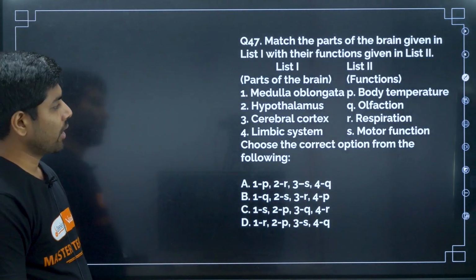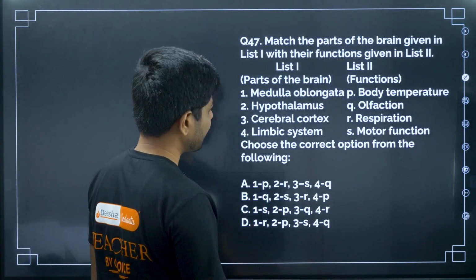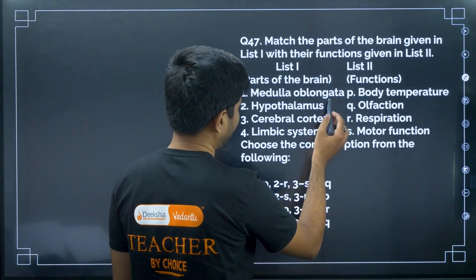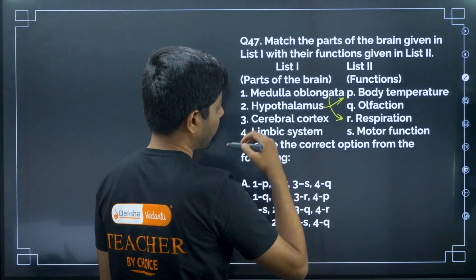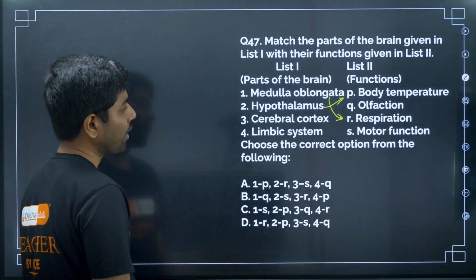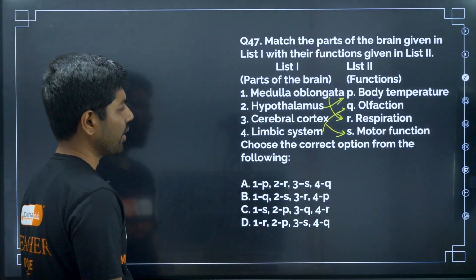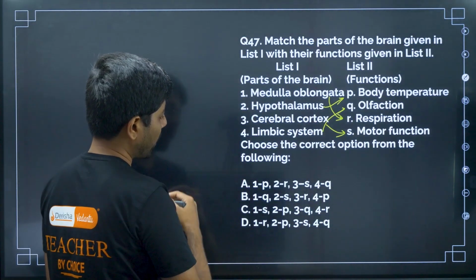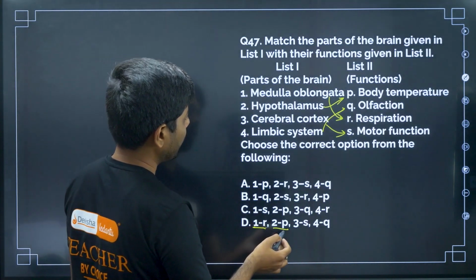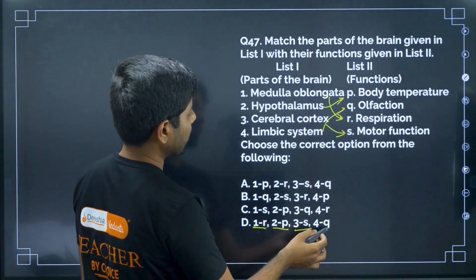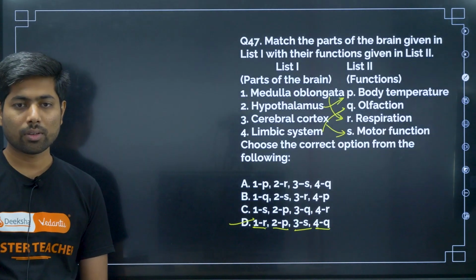They've given the parts of the brain and they've asked you to identify the functions of the brain. Now if you look at this, medulla oblongata helps in respiration, hypothalamus helps in regulation of body temperature, cerebral cortex helps in motor function, limbic system helps in olfaction, right? Very simple question. Therefore you see 1 is R, 2 is P, 3 is S, and 4 is Q, right? Option D is the right answer, correct?